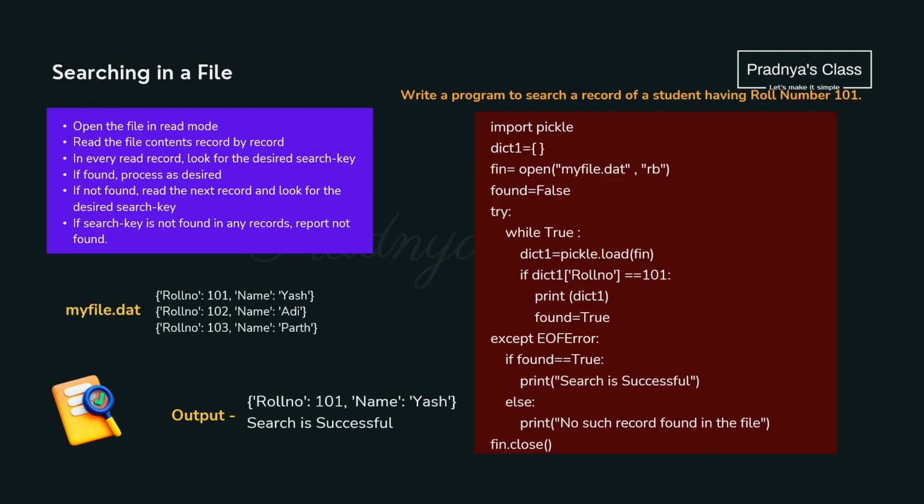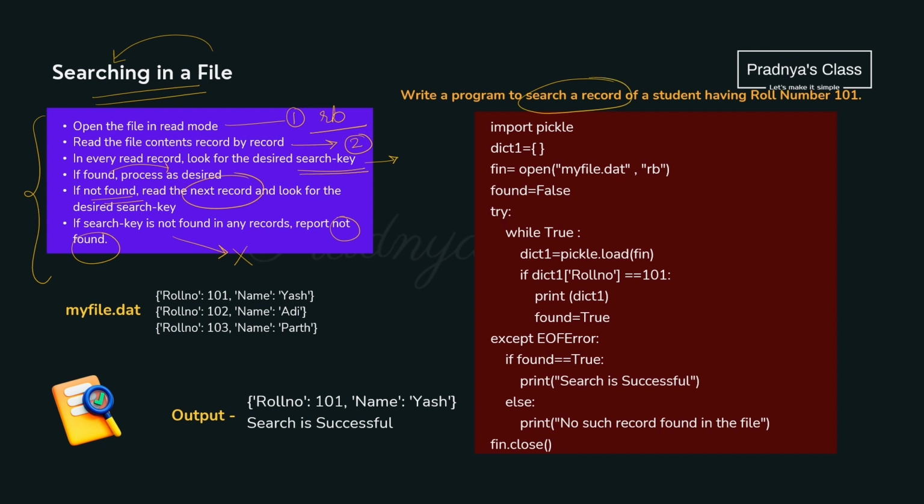The next operation which we can perform on binary file is searching in a file. We can search a particular record from the binary file. For that we can follow this process. This is the first step. We are going to open the file in the read mode. As we are performing search operation, we will read the content of the file. In every record, we will look for the desired search key, whether we got it or not. If we found, we can process it further. If we don't find, we can move ahead to the next record. In case we checked all the records and we don't find that record, finally we can print the message that record not found.